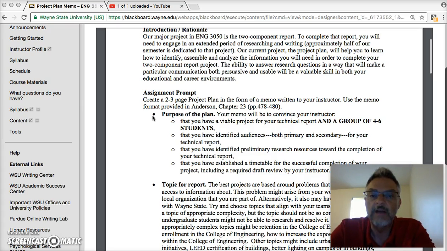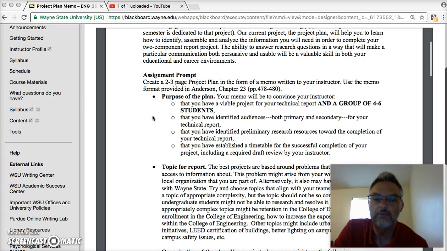The purpose of your plan is what you're going to get across in this memo: you have a viable project for your technical report and a group of 4 to 6 students; that you've identified audiences, both primary and secondary, for your technical report; that you have identified preliminary research sources toward the completion of your technical report; and that you've established a timetable for the successful completion of your project, including a required draft review by me.